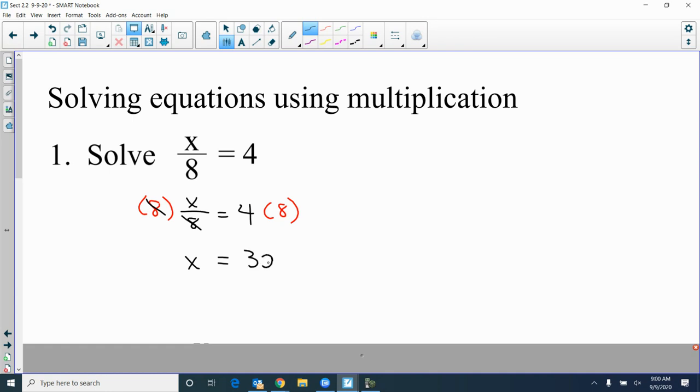Now, how do I know I'm right? You check it. Now I'm just going to do a quick check here. x over 8 equals 4. That becomes 32 over 8, which is 4. So I know I'm right.